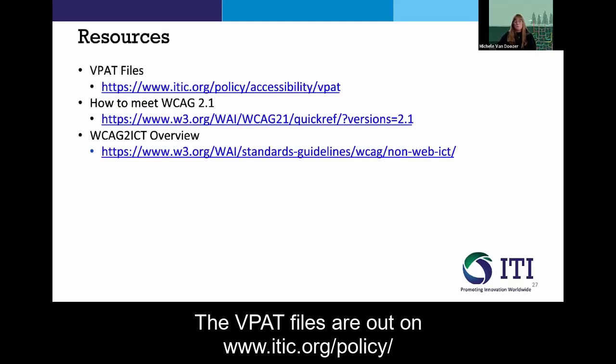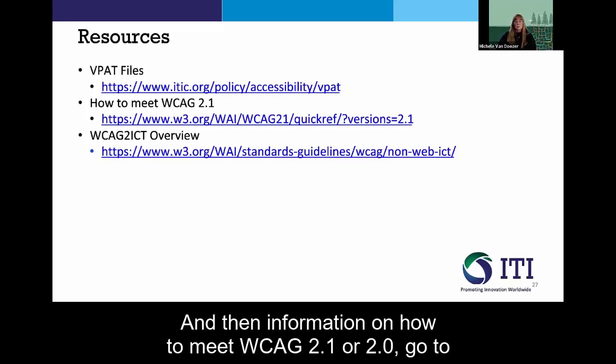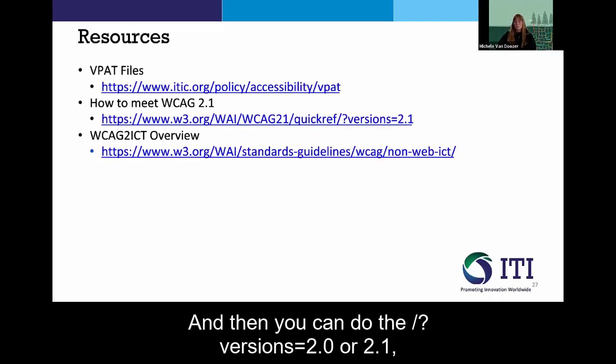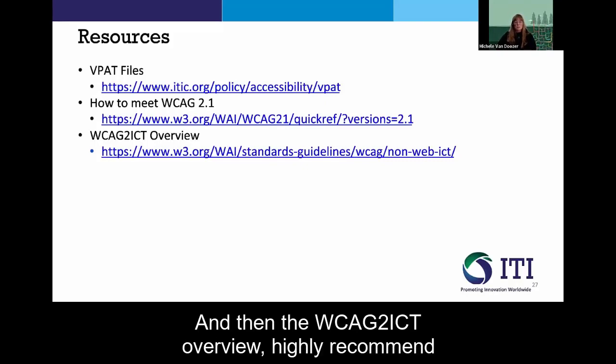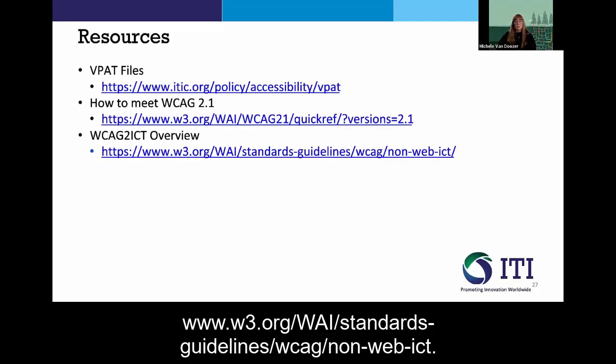So some resources for you. The VPAT files are out on www.itic.org/policy/accessibility/VPAT. And for information on how to meet WCAG 2.1 or 2.0, go to www.w3.org/WAI/WCAG21/quickref, and then you can add /versions equals 2.0 or 2.1, whichever one you want. And then the WCAG to ICT overview. I highly recommend this if you have non-web stuff. That's again at the W3C site, www.w3.org/WAI/standards-guidelines/non-web-ICT.